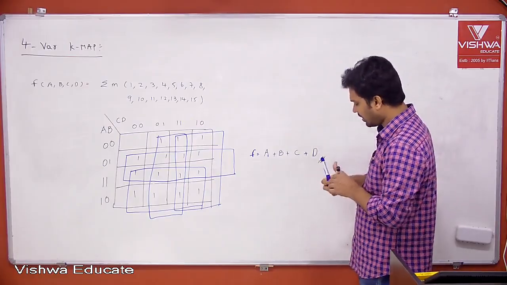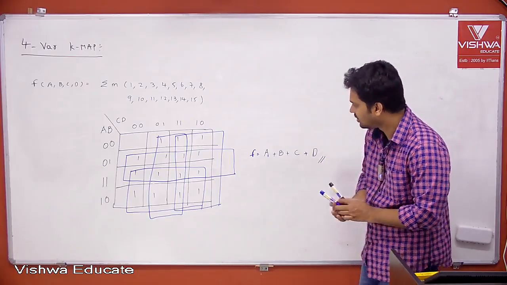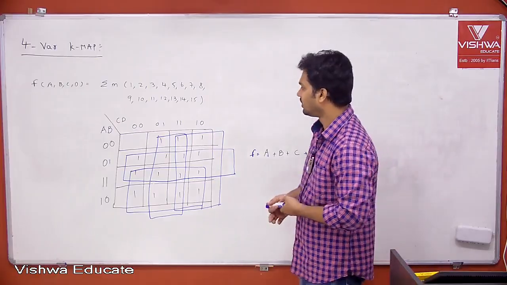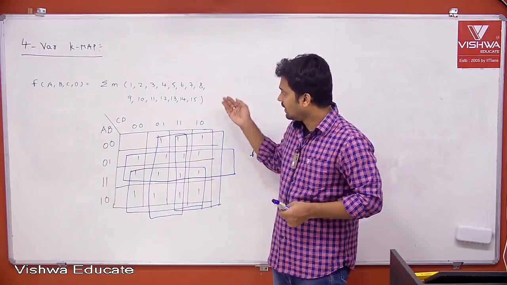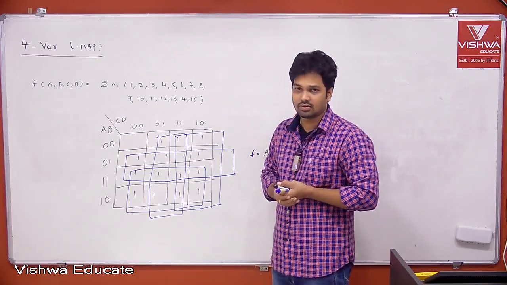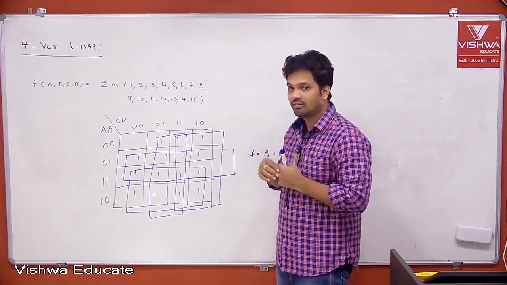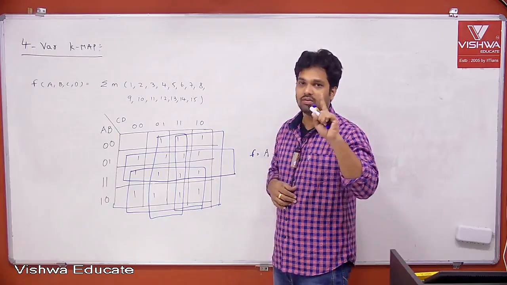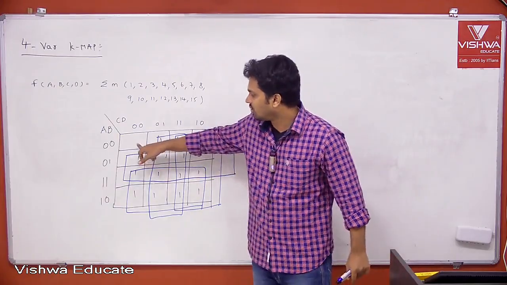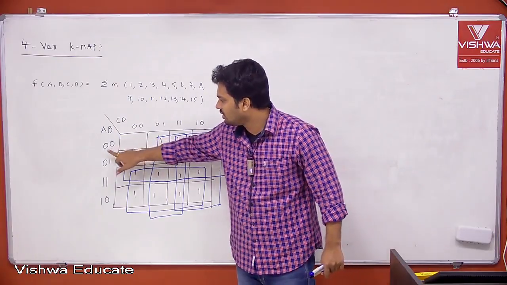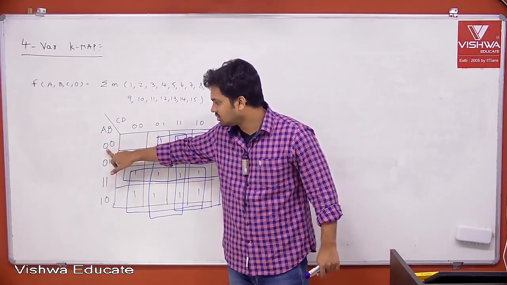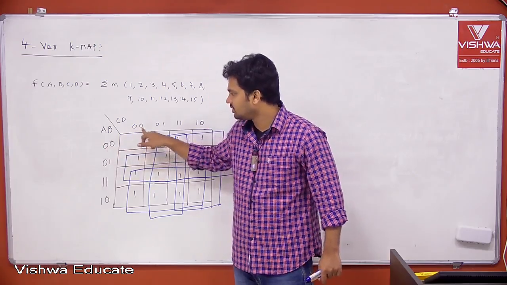But I will suggest one thing. Instead of doing this much, the easiest way in this particular case is that it is the sum of 15 minterms, so it is SOP. If you write POS, there is only one term. You have 0 only here. 0 means no bar in the POS expression. So A plus B plus C plus D.